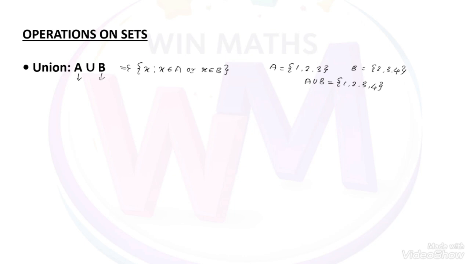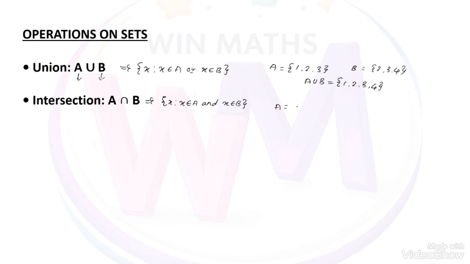Then the second one, intersection. Usually we take X as an element: X belongs to A and B, where the word can be represented as 'and'. And means the element which is present in both sets. An element which is present in both sets, we can call it an intersection.